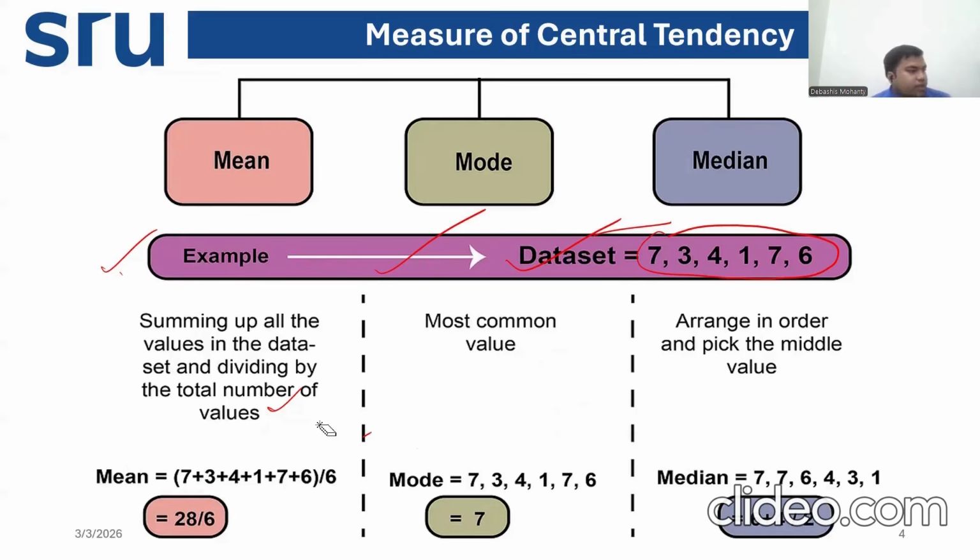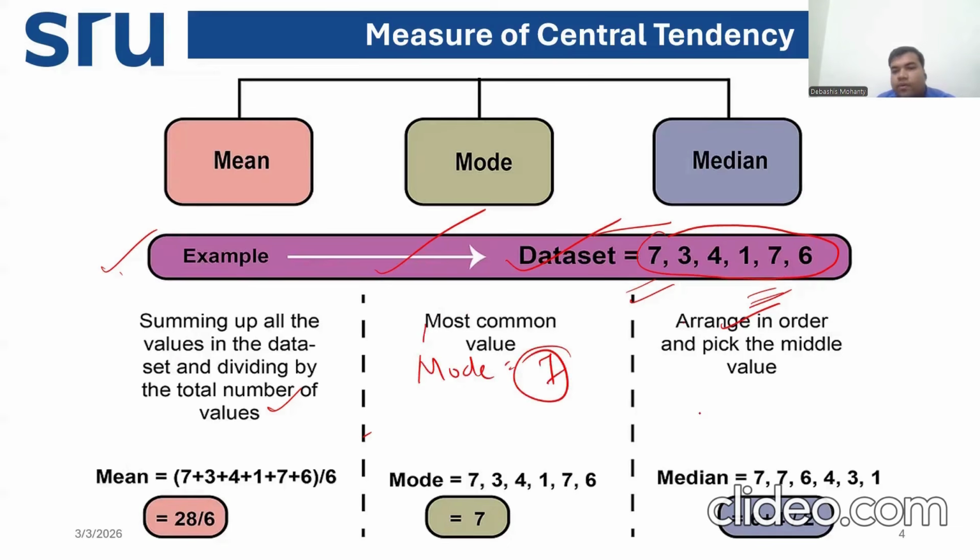Again, we need to calculate the median and the mode of the data set. Mode means the most repeating value. Here the most repeating value is 7, right? Here it is 7, here it is also 7. For the repeating case, it is represented as the mode. So here the mode equals 7.